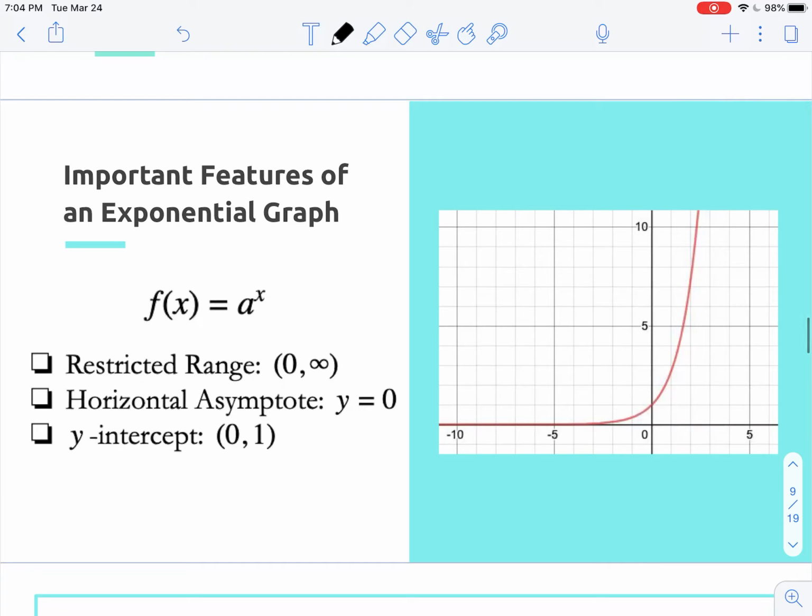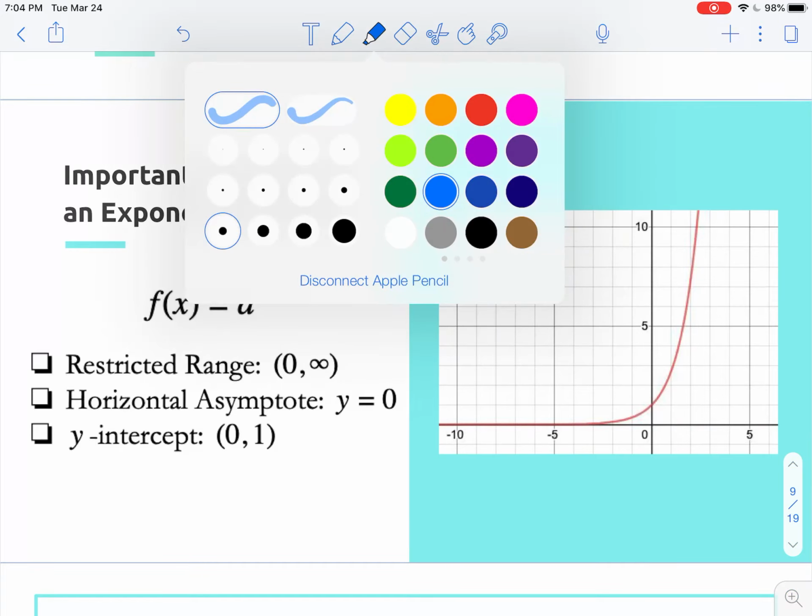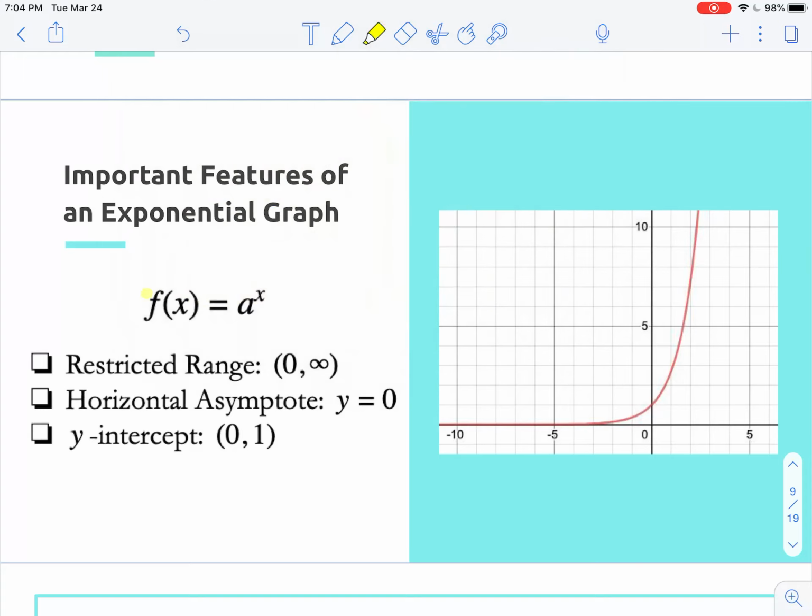Some important features of an exponential graph. So again, we want to make sure that we know this equation, f of x equals a to the x. Anytime we see the variable in the exponent, we're thinking exponential function. Now, this exponential function has a few important features. And the first one is that there's a restricted range.